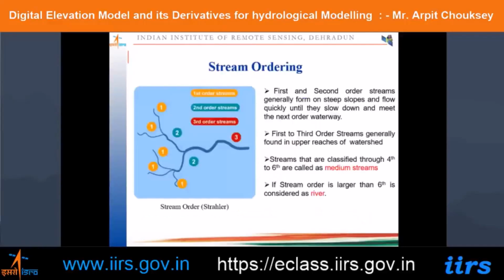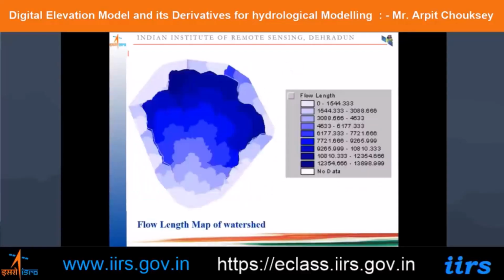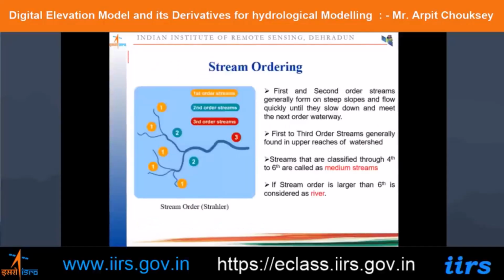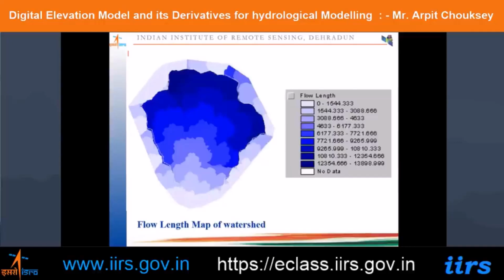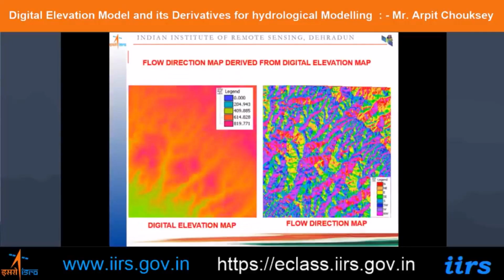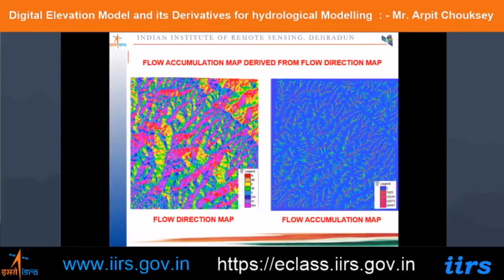And flow length also can be measured with the help of the flow accumulation and stream network. So this is the flow length map of a watershed, where from the outlet point how much distance is there for each pixel. This is the flow direction map. Already we have covered it, flow accumulation. This is the drainage map. And finally, after the stream network identification, we can create the sub-catchment map, or we can say the sub-watershed map.